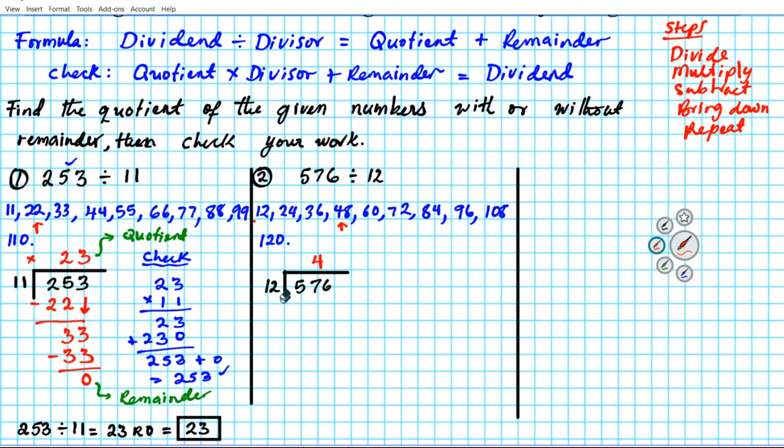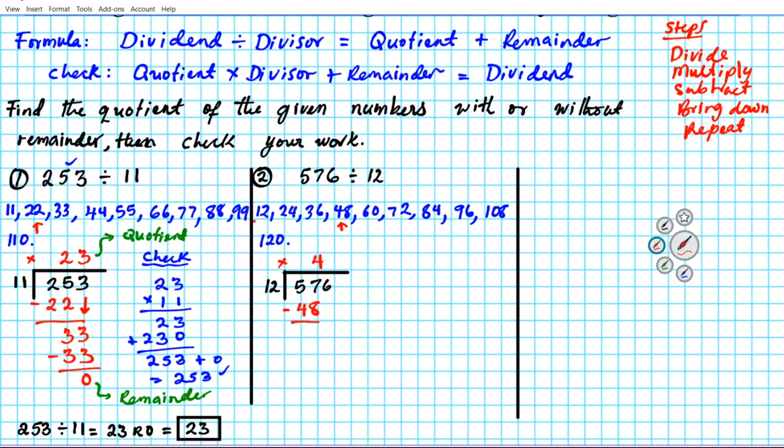Okay? So we can subtract 12 from 57 4 times. But there will be a remainder. What's the remainder? Well, we're going to see it right now. So we did the divide, now multiply. What is 4 times 12? 4 times 12 is 48.